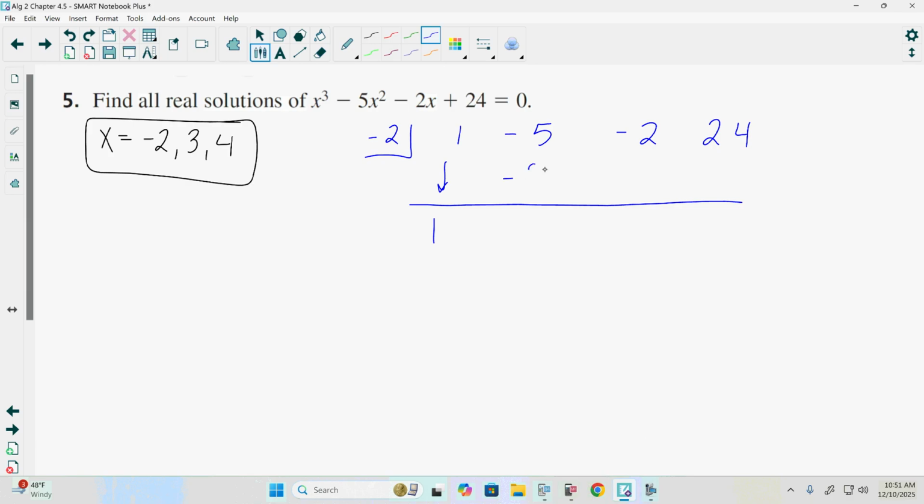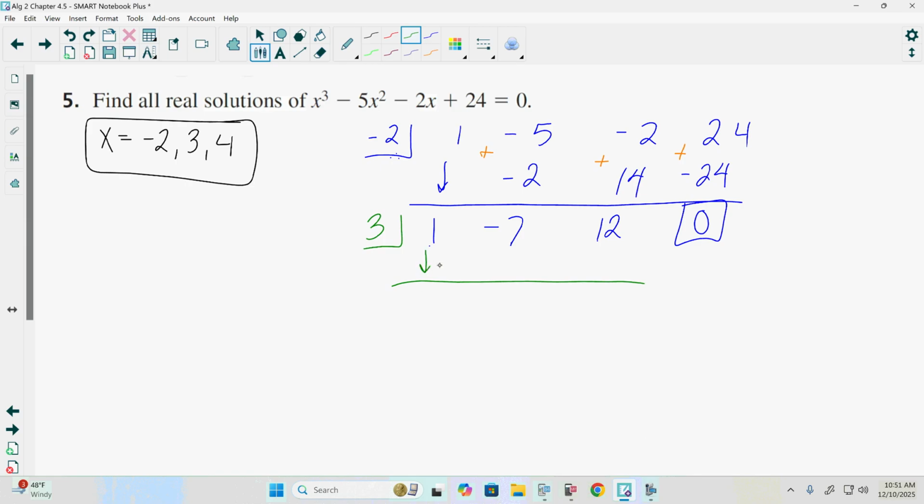If I did this here, we'd multiply -2 times 1 and put it under the 5. Then we would add straight down. -5 plus -2 is -7. -2 times -7 is positive 14. -2 plus 14 is positive 12. -2 times positive 12 is -24. And 24 plus -24 is indeed 0. So it's just reconfirming that this is a solution.